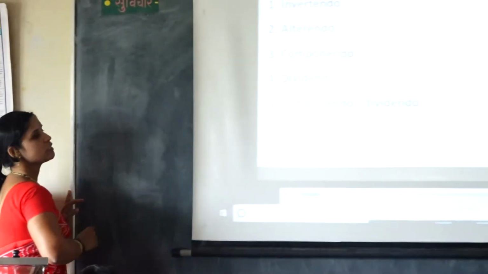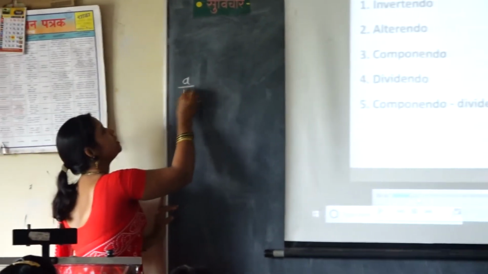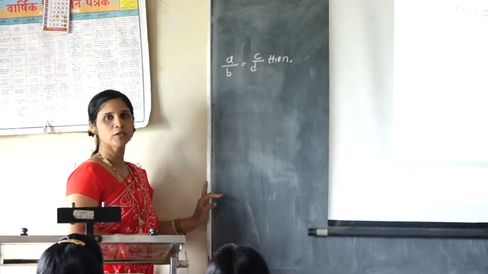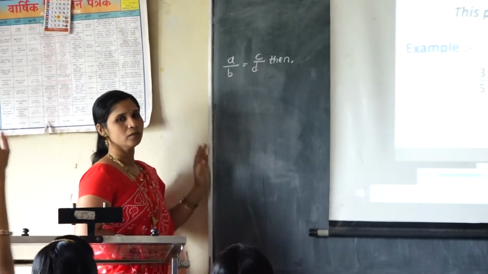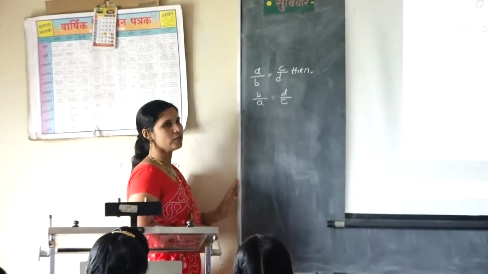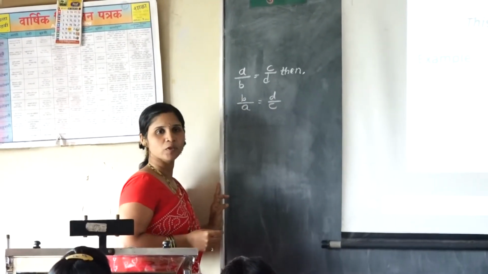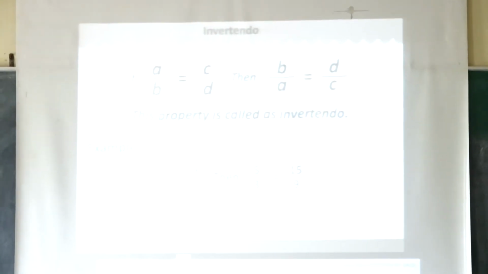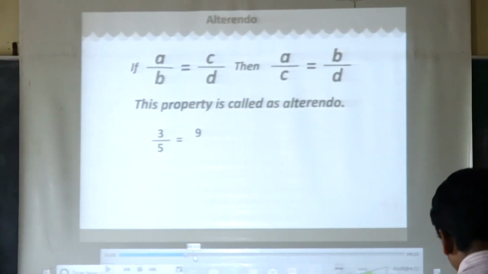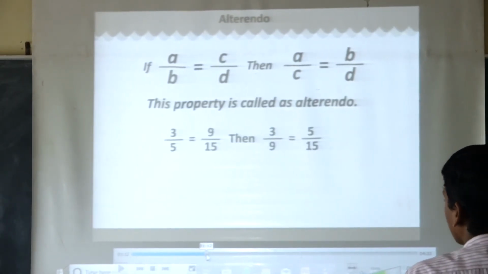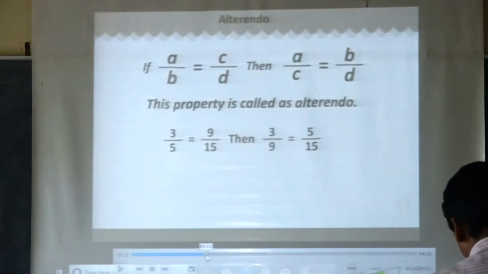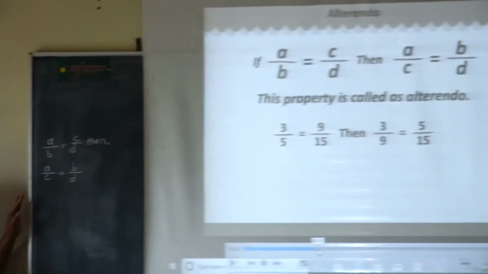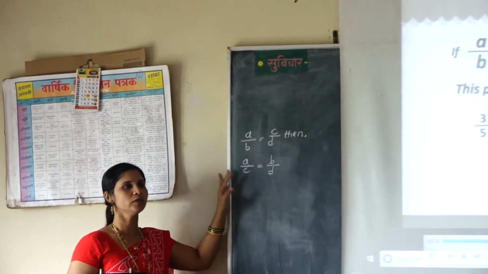The first one is invertendo. If A upon B is equal to C upon D, then by using invertendo, what can you say? We change the numerator and its denominator. Second property is alternando. If A upon B is equal to C upon D, then by using alternando, A upon C is equal to B upon D. This is called alternando.